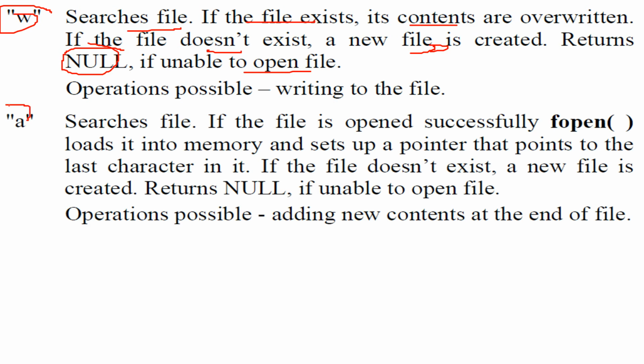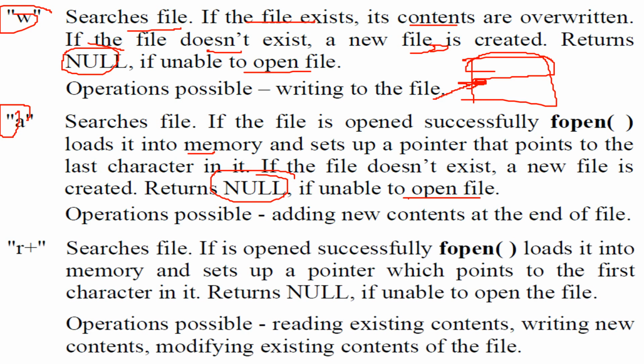A is for appending, meaning you already have a file with content written up to here, and you want to add things from here. That means if the file is opened successfully, fopen loads it into memory and sets the pointer to the end of the last character. If the file is not there, a new file is created, and if the file cannot be opened, it will return NULL.